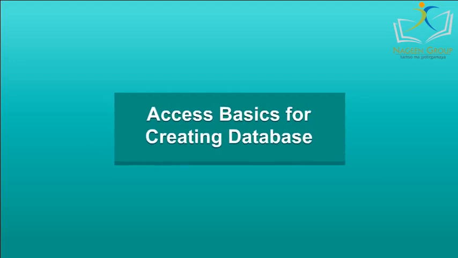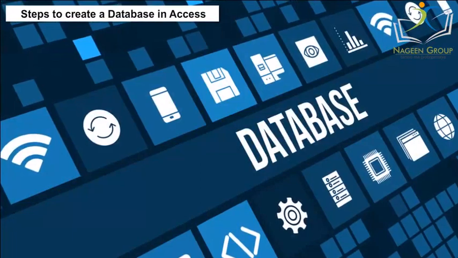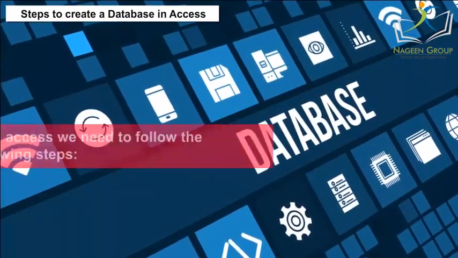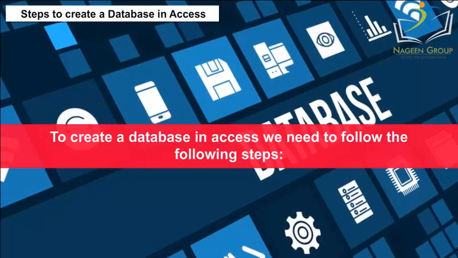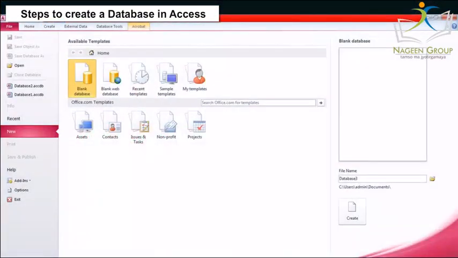Access basics for creating database. Steps to create a database in Access. To create a database in Access, we need to follow the following steps. Open Microsoft Access program, click on Blank Database and choose the location and name of the file. Click on Create button or click on the New button in the File menu.